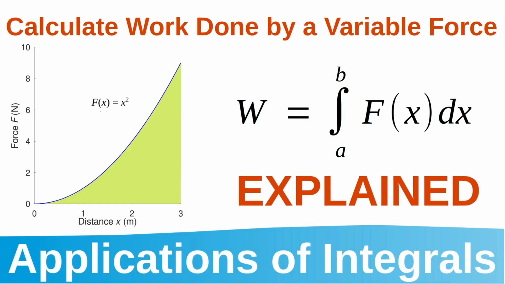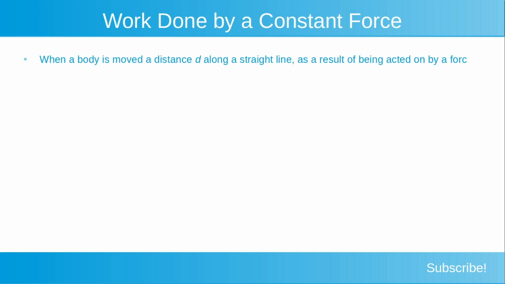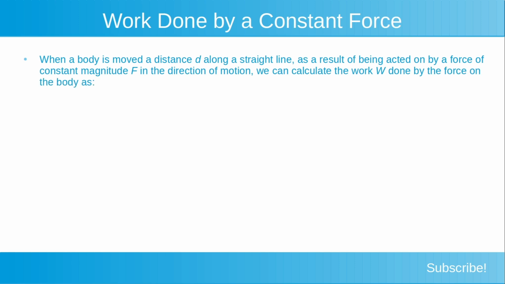Welcome to this video on how to calculate work done by a variable force. We can start by describing how to calculate the work done by a constant force. When a body is moved a distance d along a straight line as a result of being acted on by a force of constant magnitude F in the direction of motion, we can calculate the work W done by the force on the body as W is equal to F multiplied by d.